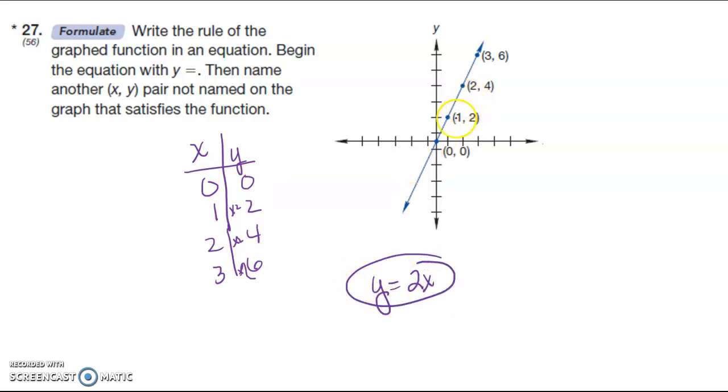It says then name a pair that's not on there. Since it goes this way, we don't know that yet. So let's do 4, 8, right? 4 times 2 is 8. Good deal.